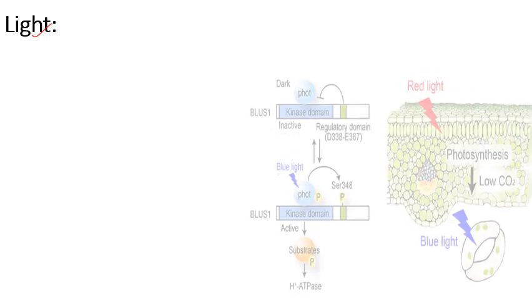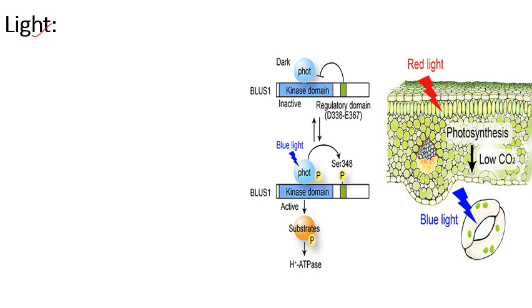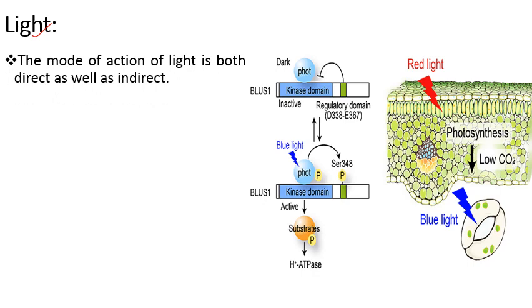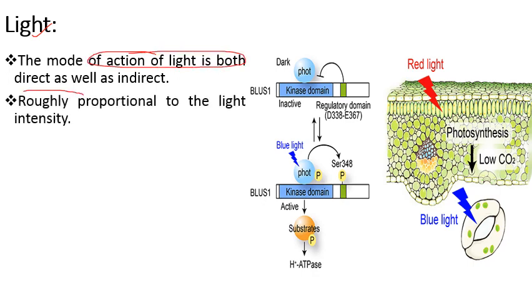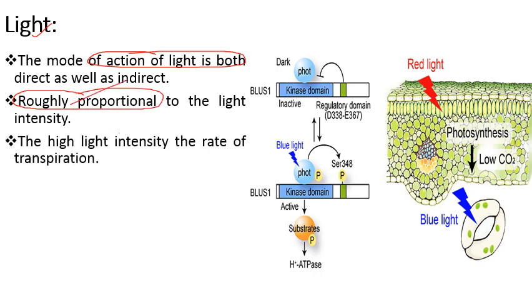The next important external factor is light. So light plays a very important role in the stomatal movements, and the light intensity has roughly a direct effect on the rate of transpiration. So the mode of action of light is both direct as well as indirect. Roughly the intensity of light is directly proportional to the rate of transpiration. So it means greater the intensity of light, higher is the rate of transpiration.